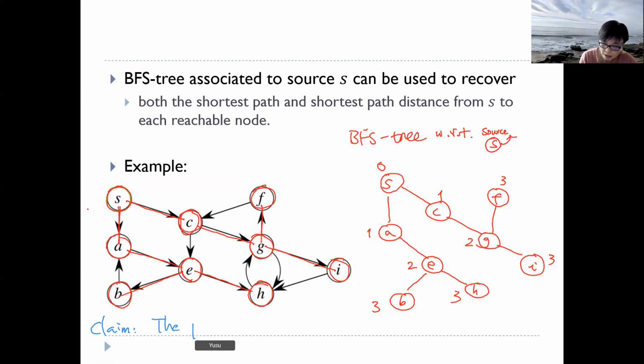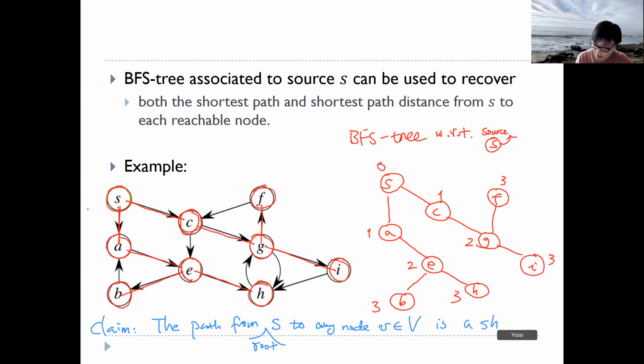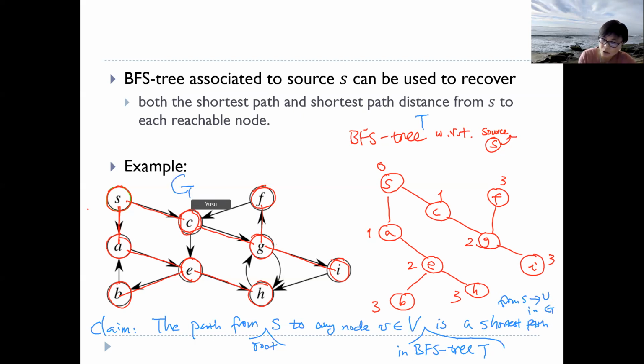The path from the root S to any node V in your graph is a shortest path in the BFS tree T. This is our BFS tree T, and it is the shortest path from S to V in the input graph G. So this is input graph G, and this is our BFS tree T. The path in this tree exactly encodes the shortest path in the original graph.